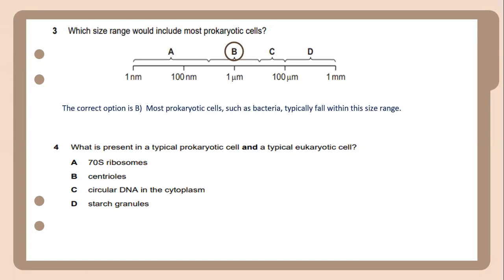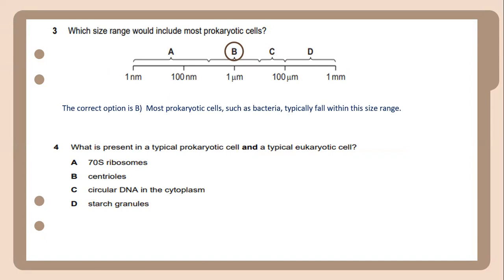Which size range would include most prokaryotic cells? The correct option is B, where most prokaryotic cells, such as bacteria, typically fall within this size range.